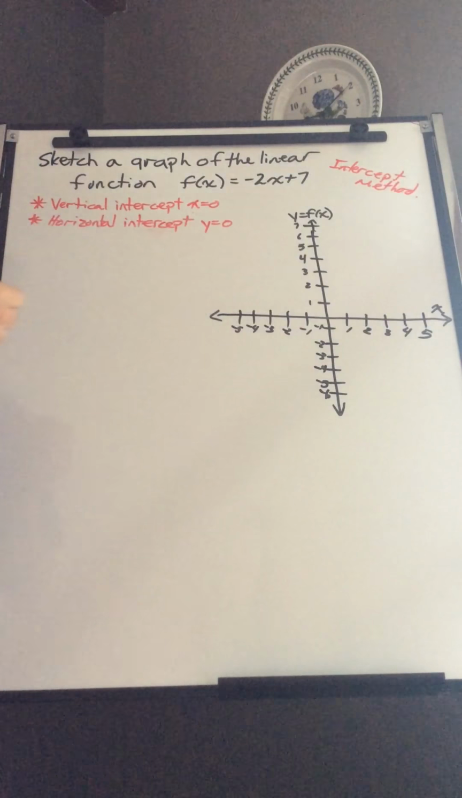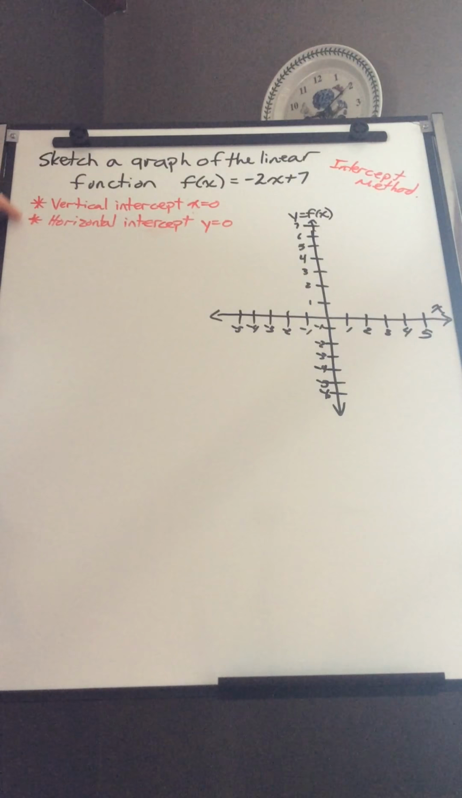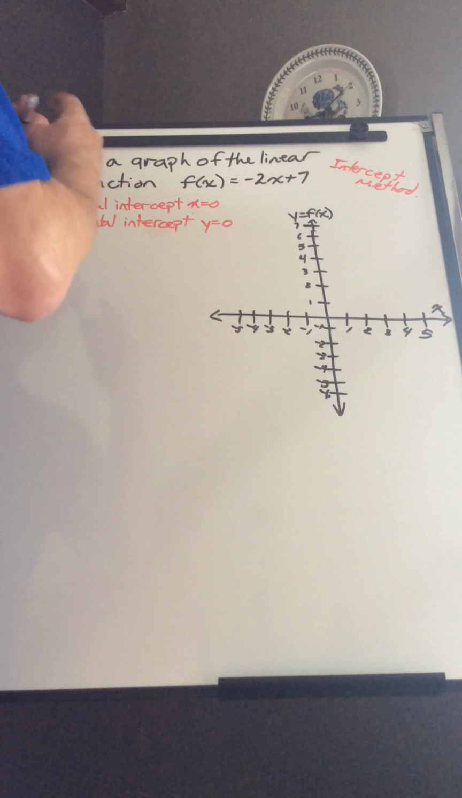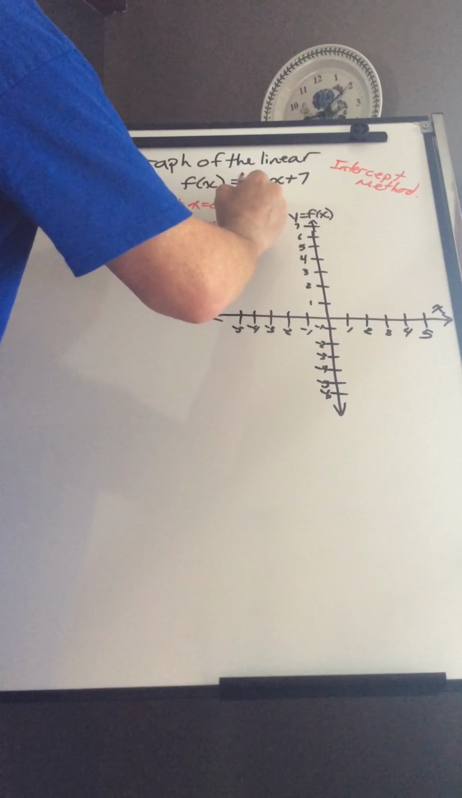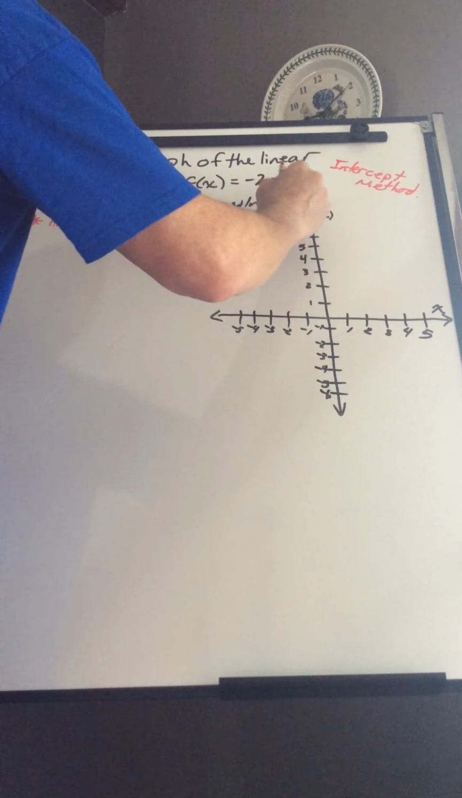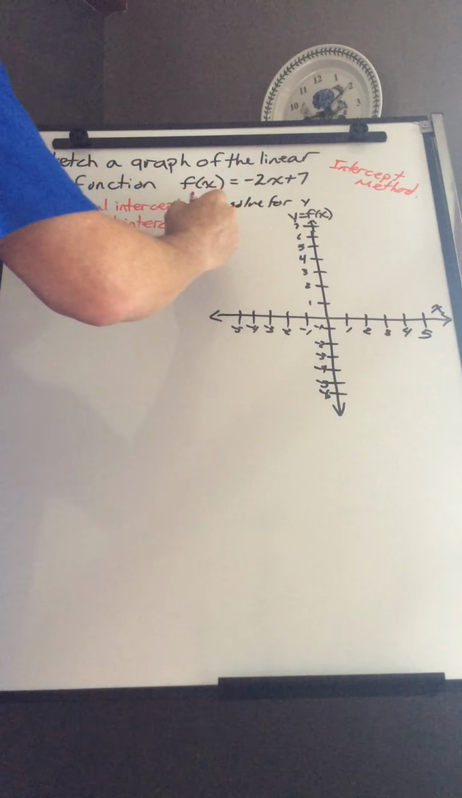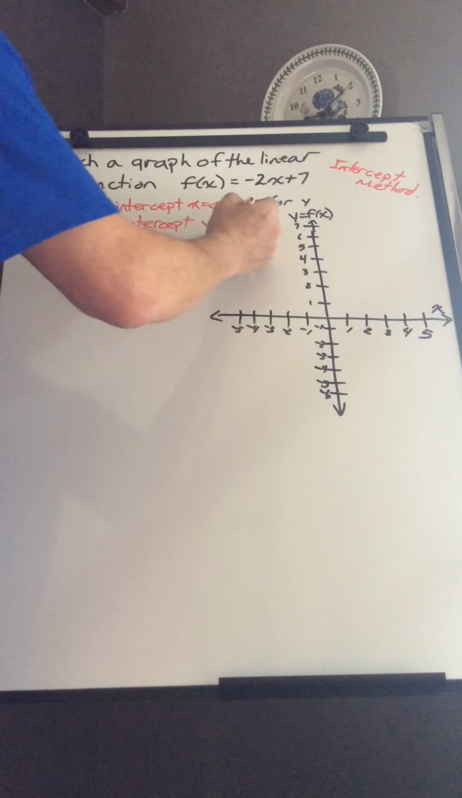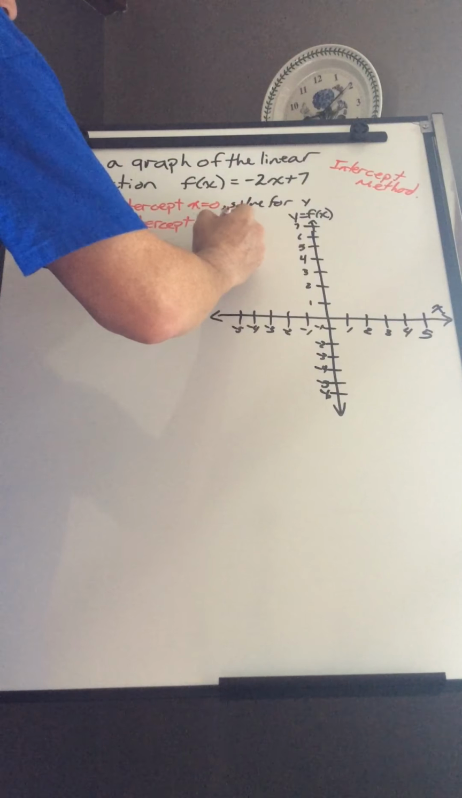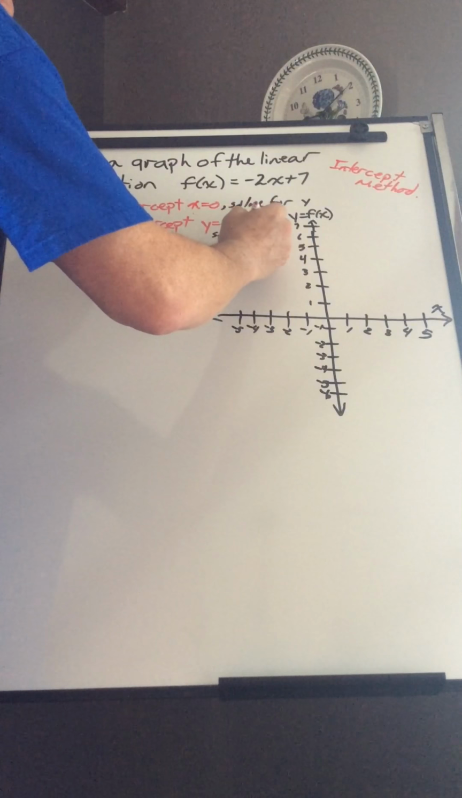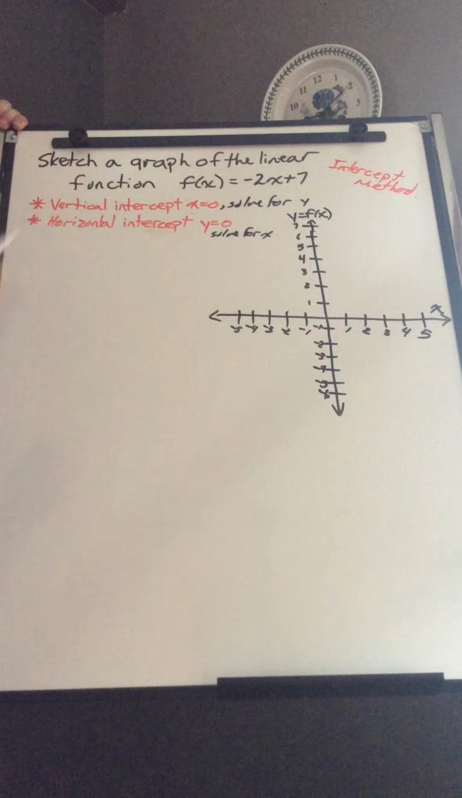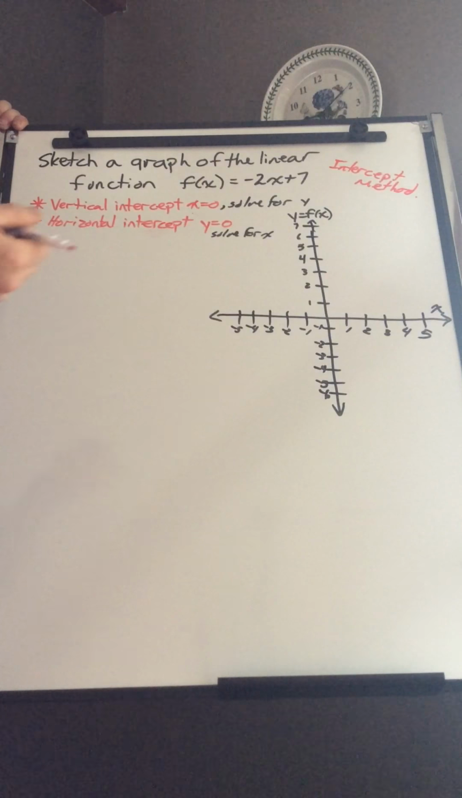And what this means is we're going to use these two pieces of information right here. The vertical intercept, we know that x is equal to 0. So then we're going to solve for y. And then the horizontal intercept, we know that y equals 0. So then we solve for x. And those will give us the 2 points that we want to put on the graph. We connect the dots, we have our graph.